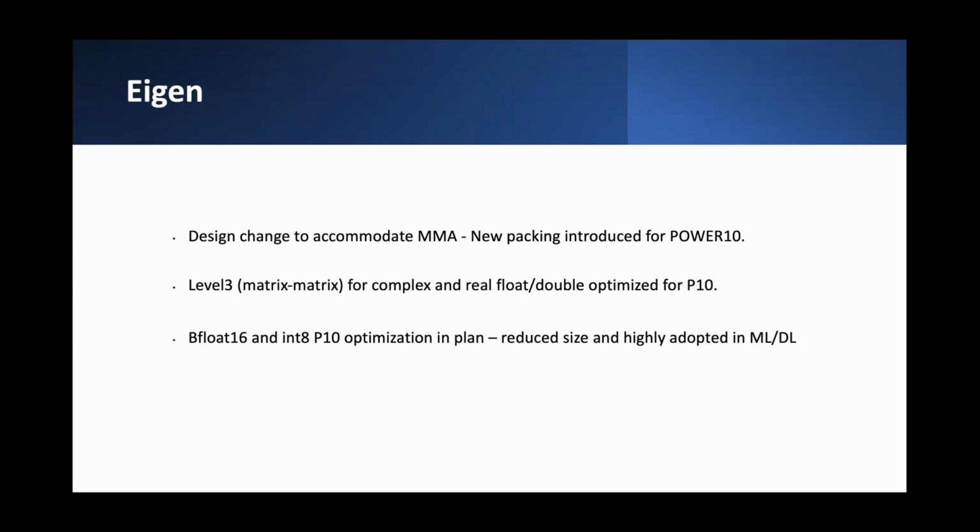And then we added level 3 for complex and real float and double types. We have optimized this GEMM kernel specifically for Power10 in Eigen code. Apart from float and double, we also want to focus on the low precision data types like bfloat16 and int8, because low precision is recently becoming popular on the DL side, and we want to focus on that as well. So we have some plans to look at enabling bfloat16 in Eigen as well.